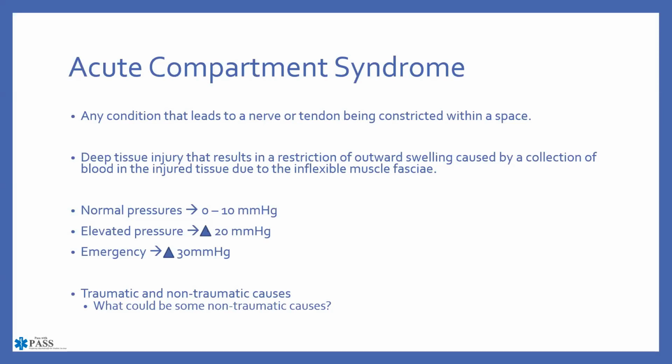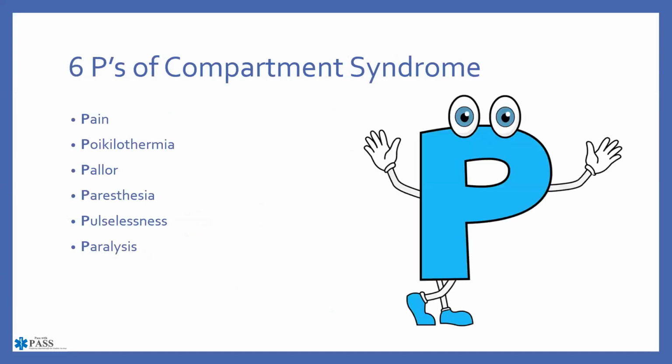So traumatic and non-traumatic causes, as we've talked about, everybody always thinks about these being an entrapment, not necessarily always the case, as I've mentioned. So the way that we know this is the 6 P's of compartment syndrome. The 6 P's are pain, poikilothermia, pallor, paresthesia, pulselessness, and paralysis. So we all know pain.